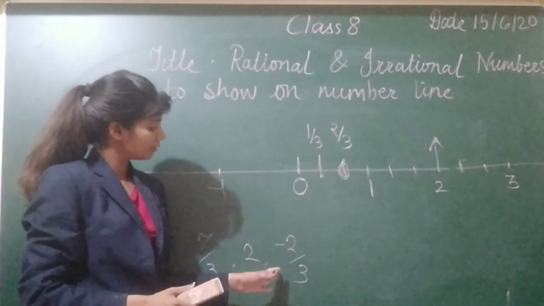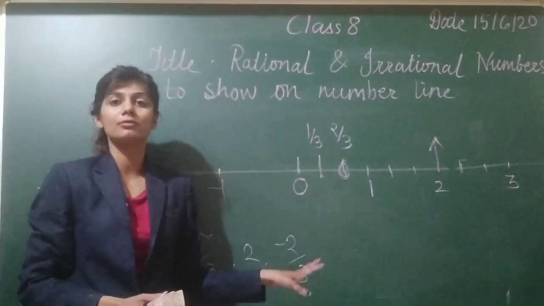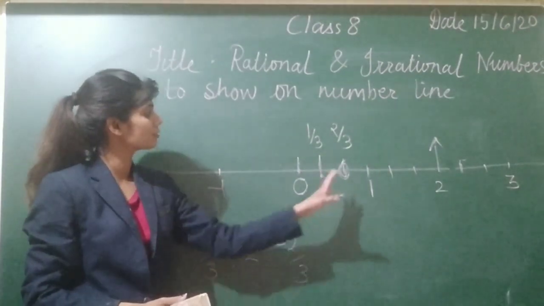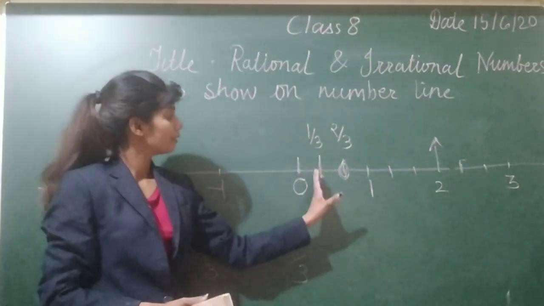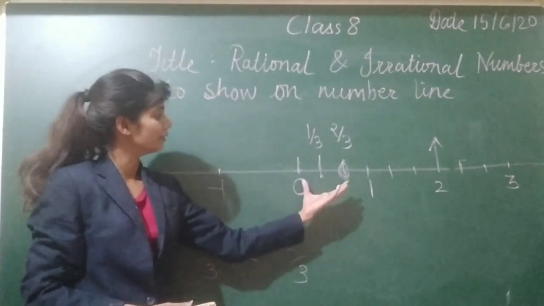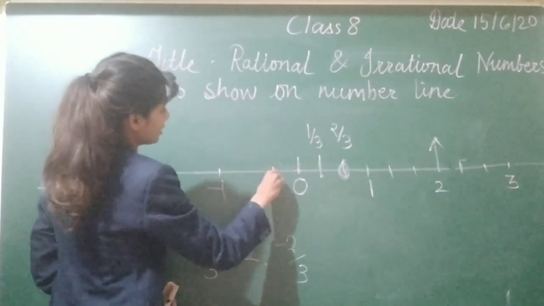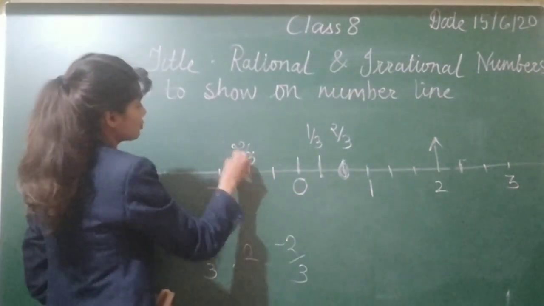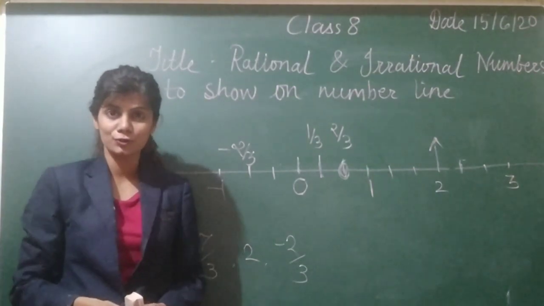So in the case of negative rational number, what you have to do? You have to first find that number on the right hand side, and then if you see the same distance on the left hand side, you will get minus 2 by 3. Understood?